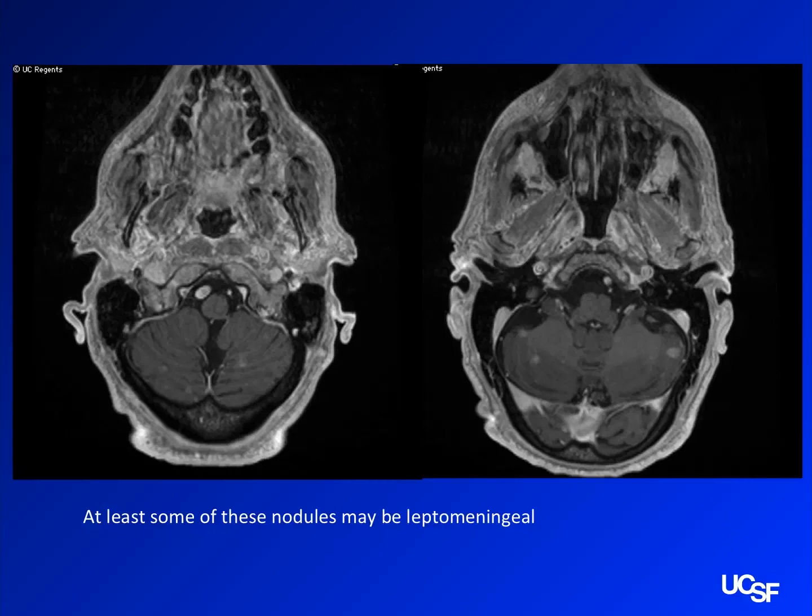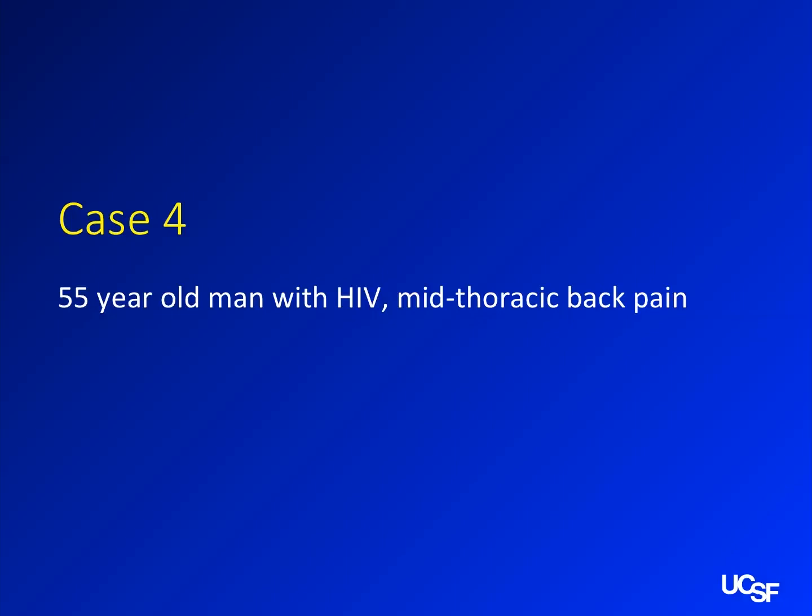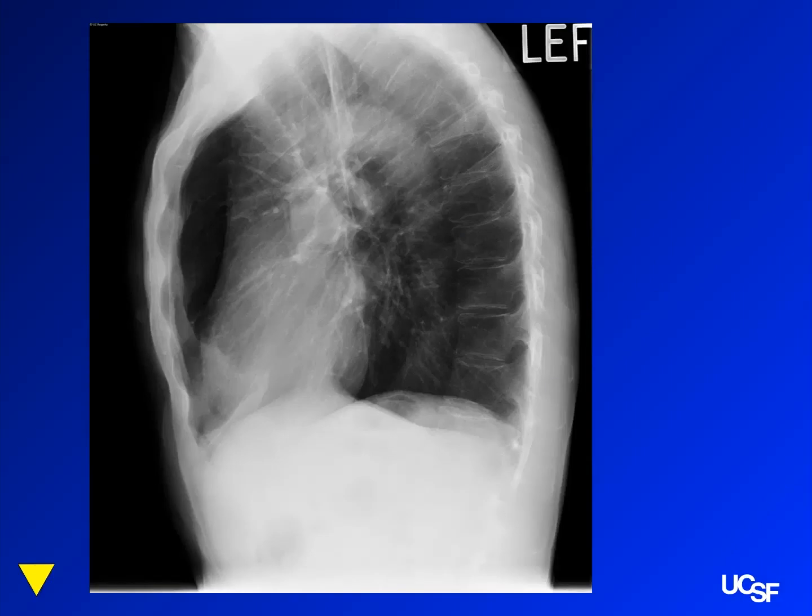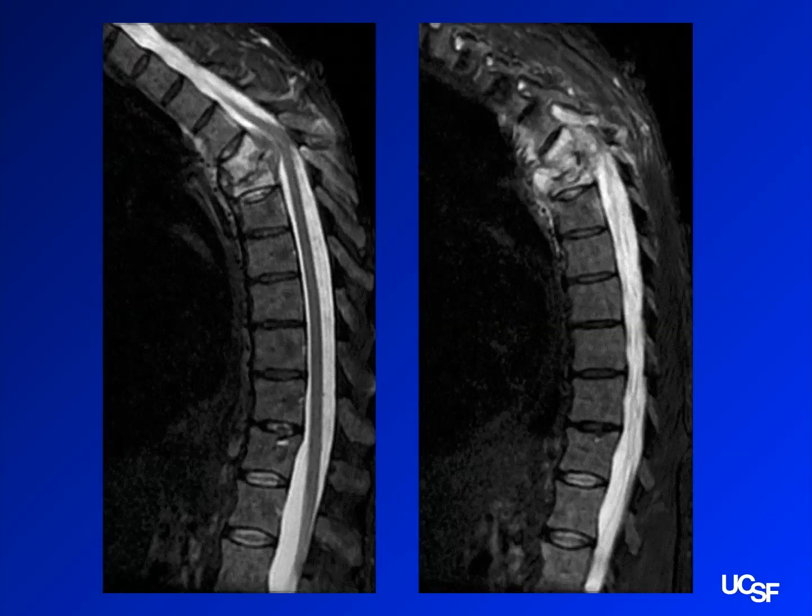So, all right. Let's go quickly. This is chest. Let's skip this completely. All right. So the history was HIV and back pain. All right, next case.